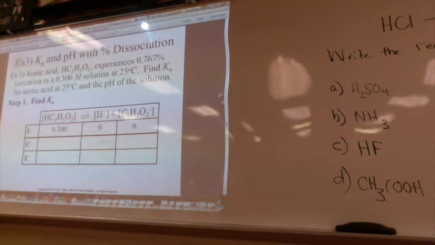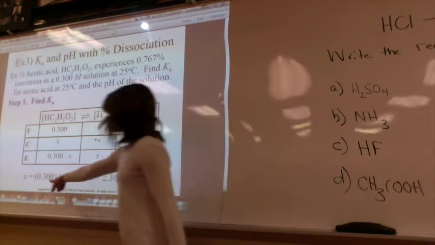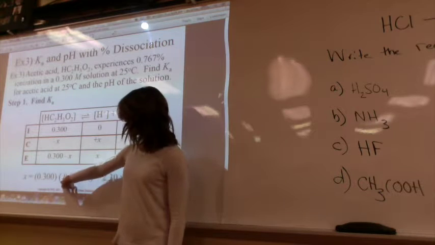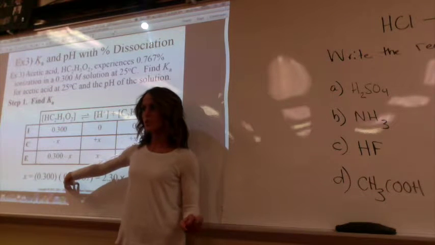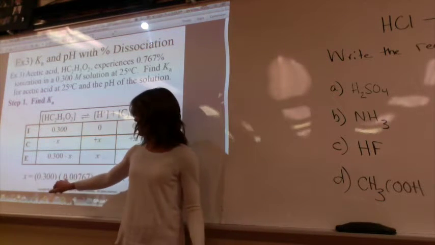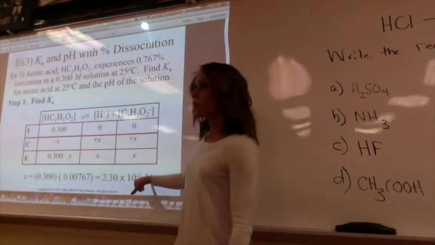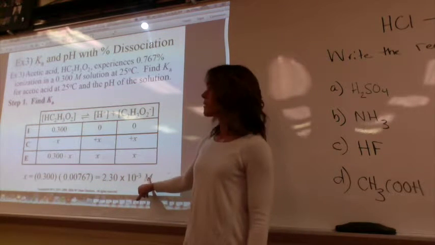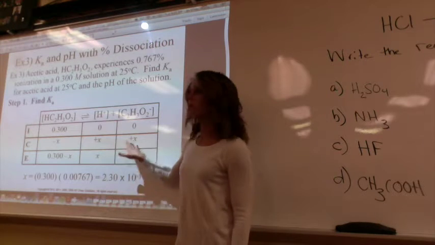All right, so now my change is going to be minus X plus X plus X, but we know what the change is, right? And then equilibrium shows us that, but we can find X and just plug it in. So 0.3 molar multiplied by my percentage as a decimal. So don't forget to move your decimal place 2 to the left. This will give me the amount that goes away, which means that that amount gets added to both of your products.